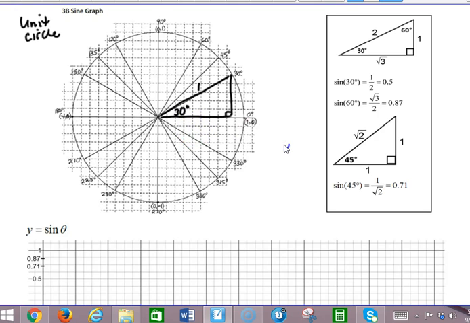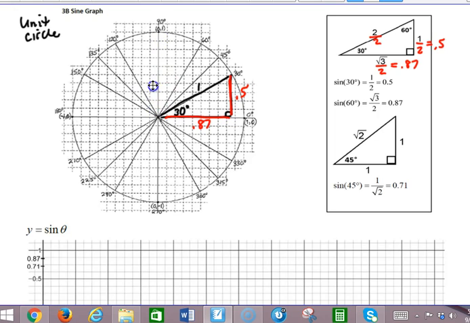If we were to divide everything by 2 here, then our opposite side is going to be 0.5 and the adjacent side is going to be 0.87. What I want you to notice here is this distance is 0.5 and this distance here is 0.87. And you can see this by the tick marks on the graph.